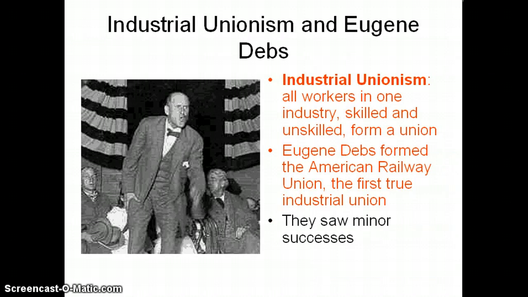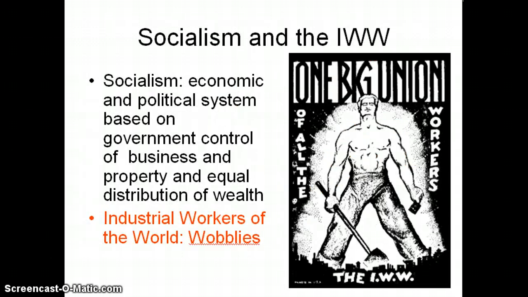Eugene Debs was a huge proponent of industrial unionism. In industrial unionism, all workers in one industry, skilled and unskilled, form a union. This allowed common laborers to benefit from the power of the skilled workers. These unions excluded African Americans and women and saw some small successes.